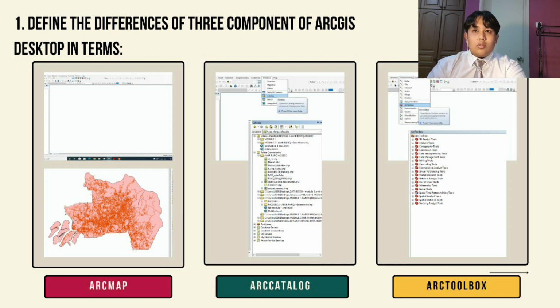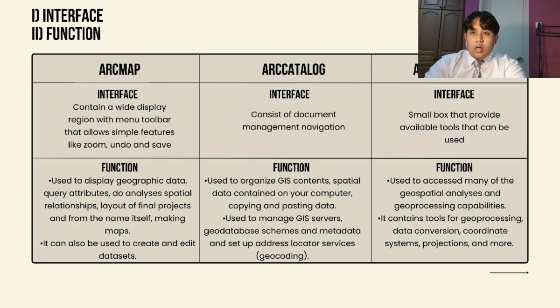So, define the terms in interface and functions. ArcMap contains a wide display region with a menu toolbar that allows simple features like zoom, undo, and save. So what is the function of ArcMap? It is used to display geographic data, query attributes, do analysis, spatial relationships, layout of final projects, and, from the name itself, making maps. It can also be used to create and edit datasets.